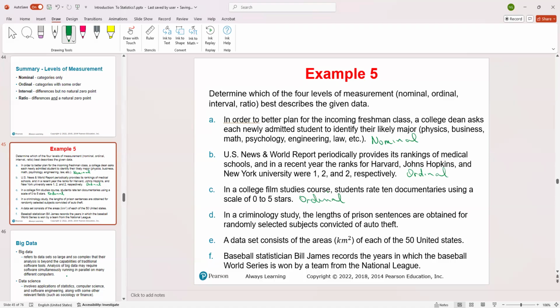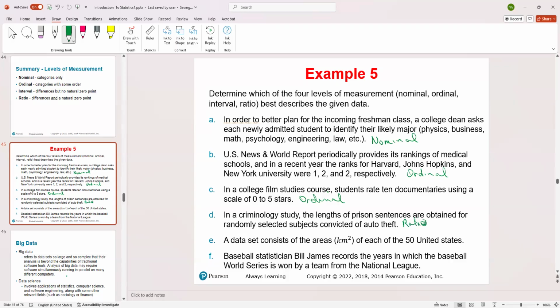What if we said in a criminal study, the lengths of prison sentences are obtained for randomly selected subjects convicted of auto theft? So which one do you think this one would be? Yes, that would be ratio. As I said, length of time is ratio.